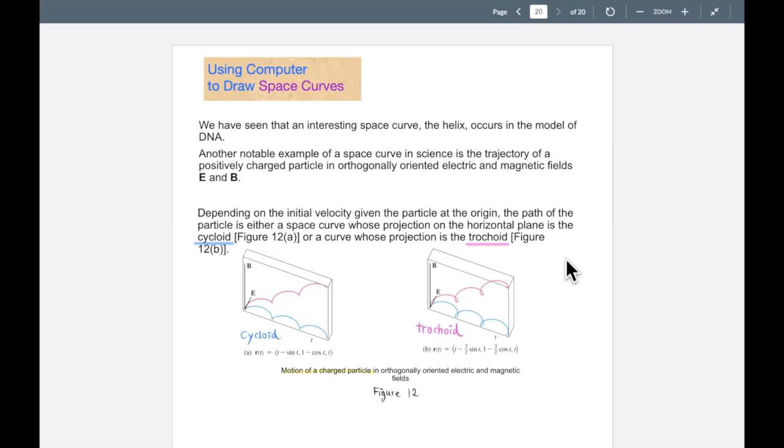Another notable example of a space curve in science is the trajectory of a positively charged particle in orthogonally oriented electric and magnetic fields, E and B. Okay, very good. Wilson, could you read from here to here? The projection of the space curve onto the horizontal plane is the cycloid, or a trochoid, a curve whose projection is a line.